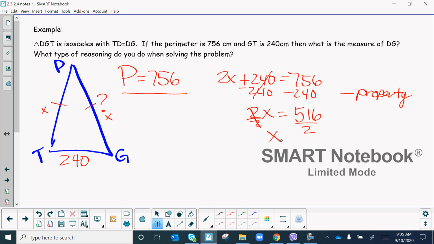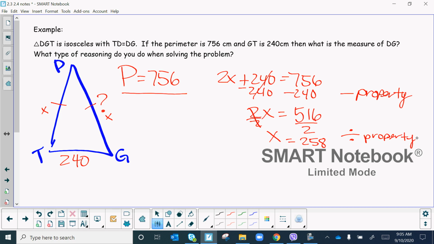Then I'm going to divide by 2, and I get x equals 258. So x equals 258, okay? And this one was the division property.